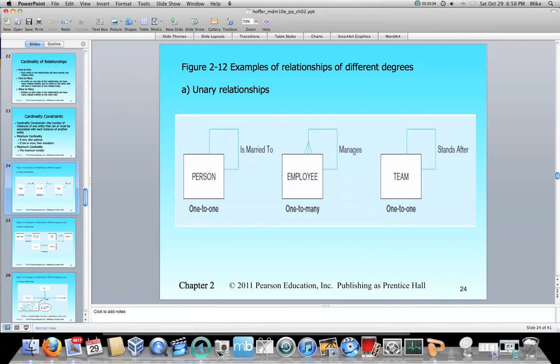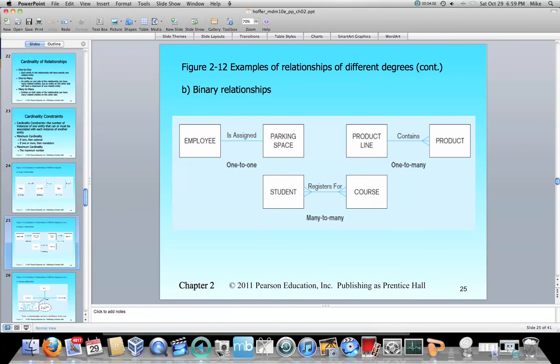So now we have one entity that is related to itself. So we have a person that is also married to another person. In this case, that is a one-to-one relationship. If we go to the one-to-many, an employee can manage multiple employees. So in that case, we have a one-to-many. And then we can have another example of a team that stands after another team. So that's, again, a one-to-one relationship.